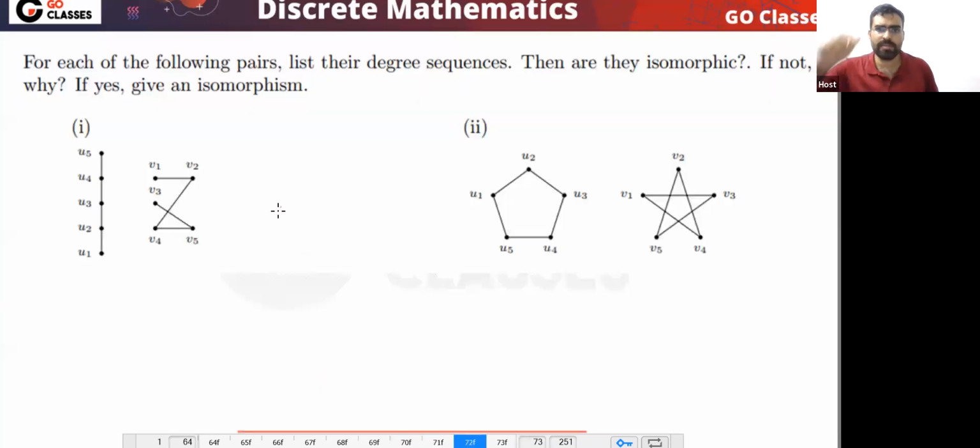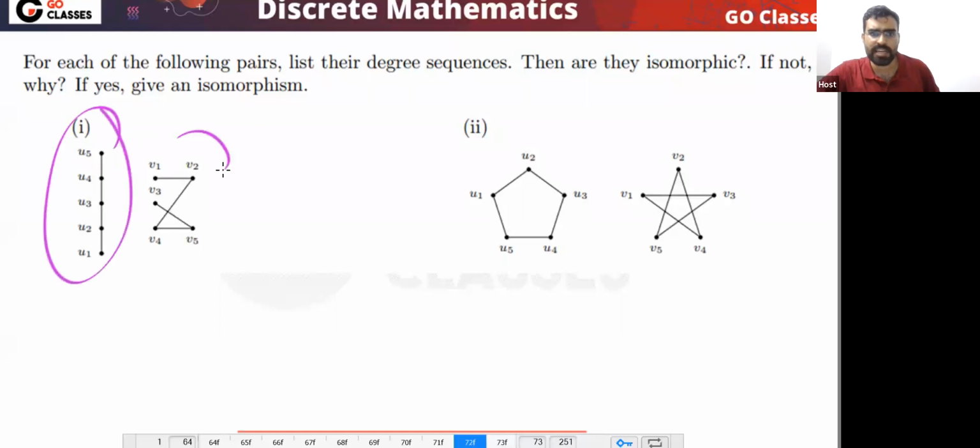Tell me the answer for this question. Are these two isomorphic? On your screen, this is also a path graph. What you can do is take this V3 and shift it here. Can anyone give me a bijection between this and this? Can anyone give me a bijection which will preserve the edges?